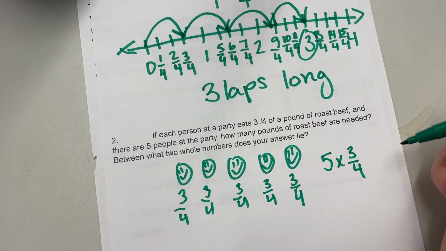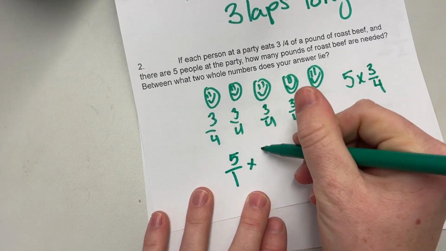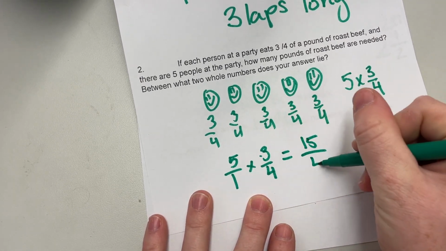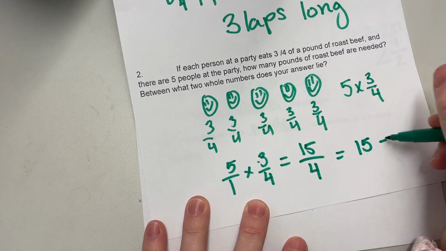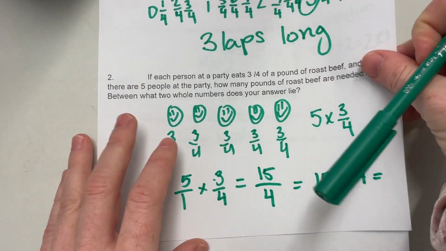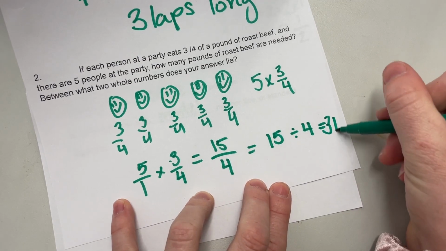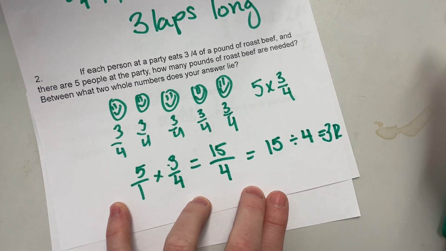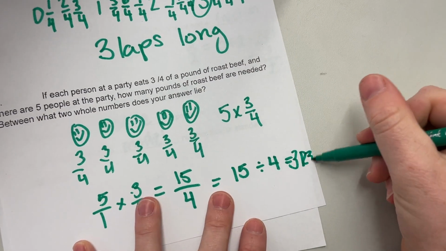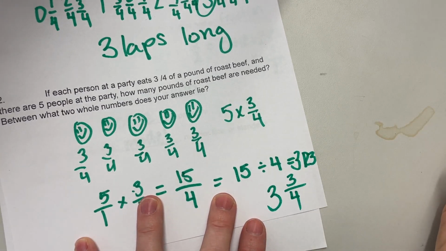I'm going to use that standard algorithm that we like so much. So 5/1 times 3/4. 5 times 3 is 15. 1 times 4 is 4. And now I need to simplify. 15 divided by 4 is, I know 4 times 4 is 16, and that's over, so I need to go to 3. 3 times 4 is 12, 13, 14, 15, so remainder 3. So 3 becomes my numerator, denominator stays the same, and my whole number is 3.